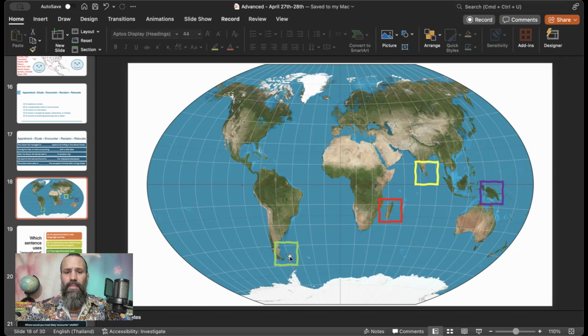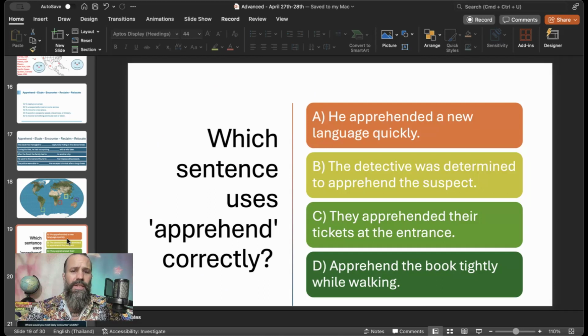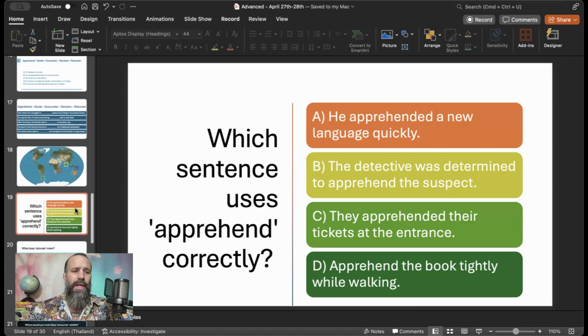Obviously, down here it's going to be a lot colder. I mean, you've got penguins down here. This is, we talked about last week, Indonesia and Papua New Guinea over there. So let's go ahead and answer some questions here.